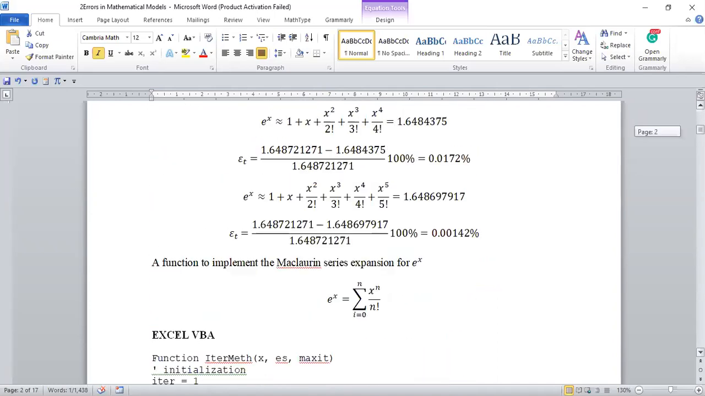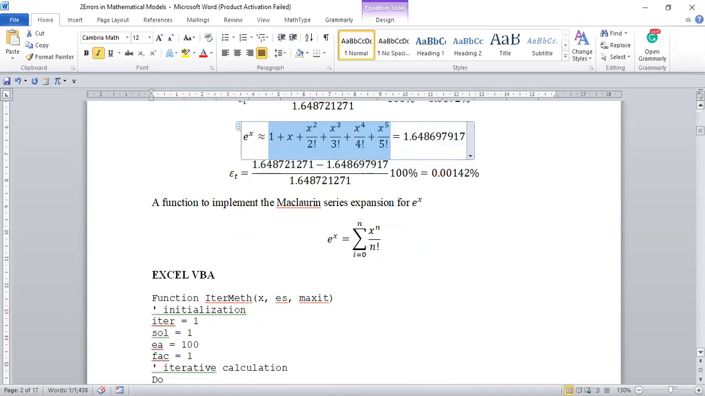So when we use the first six values, this is the true value, which you can simply get from your calculator. And this is the approximate value using the first six terms of the Maclaurin series for the exponential function.